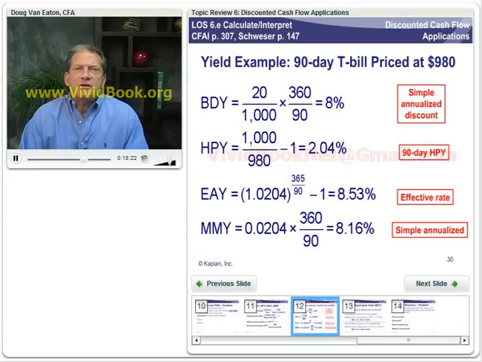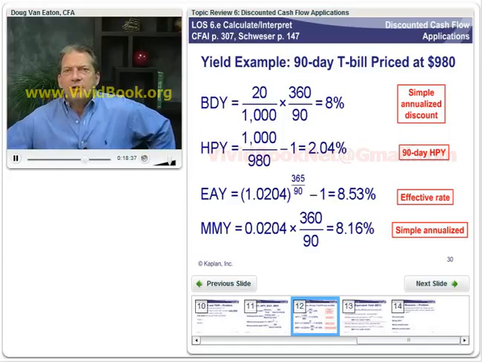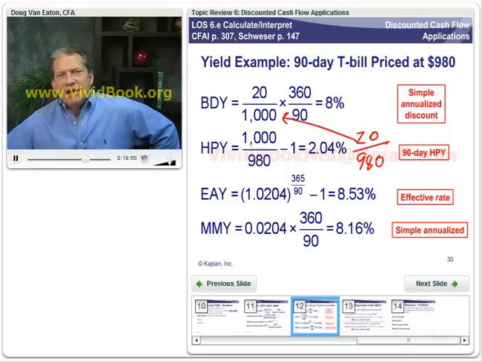The holding period yield, we get $1,000 at maturity. We're paying $980, so our holding period return is 2.04%. A little bit bigger than the discount, right? Because we could also write this holding period yield as our gain, $20, over $980. So now you can see that that's always going to be larger than the discount. The discount is based on a percentage of face value, the holding period yield based on a percentage of our initial investment or purchase price.